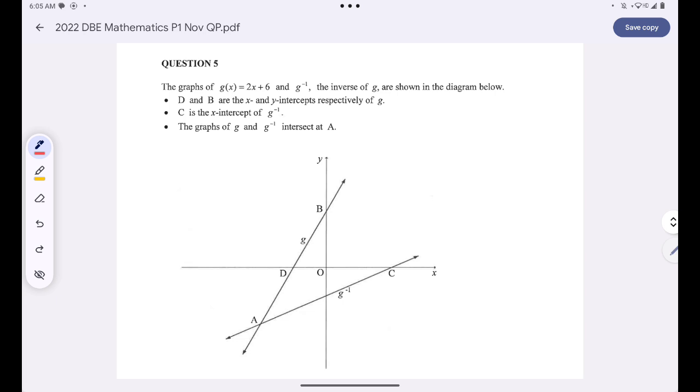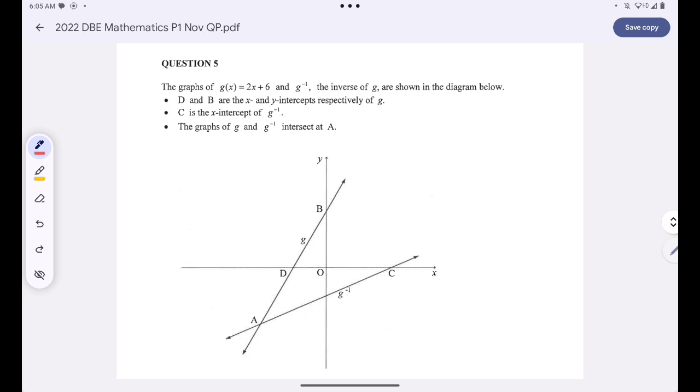This is the fifth video guide, which simply means I'm doing question 5 from the November 2022 examination. This is the paper 1 examination. I'm given the graphs of g of x and the inverse of g, and I'm told that they are shown in the diagram.